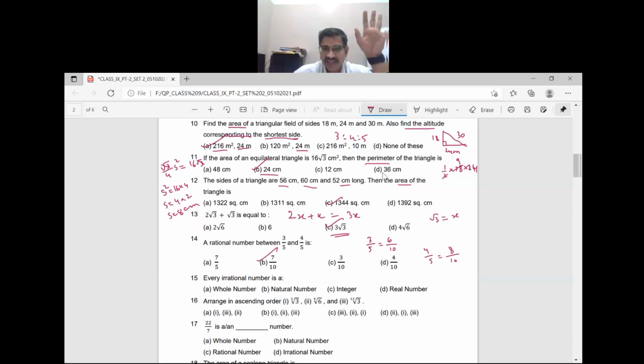So that's why we take the LCM of the denominators and take multiples of that LCM. You know the procedure. Okay. Simple. So here the right answer is 7 by 10.